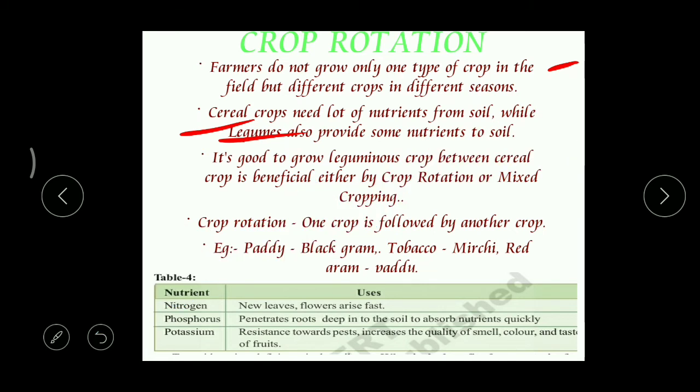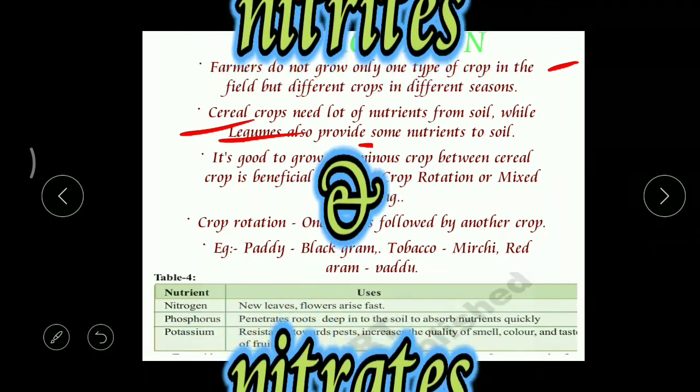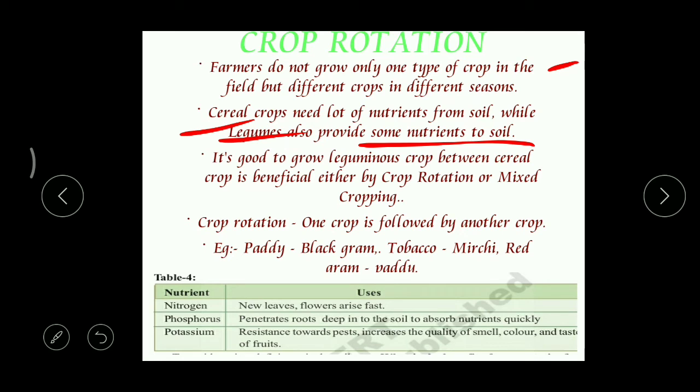This bacteria has the capacity to use atmospheric nitrogen and convert it into nitrogen compounds like nitrites and nitrates, and supply them to the soil. So when the farmer grows cereal crops, nutrients are only used up by the plant. But if he grows legumes, they use up nutrients from the soil, and at the same time they add nutrients back to the soil. Correct. So that's why it is a very good method to grow a leguminous crop between cereal crops.